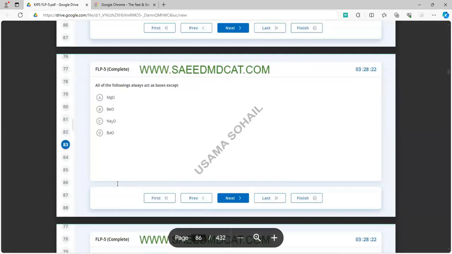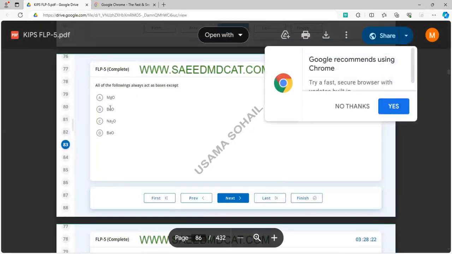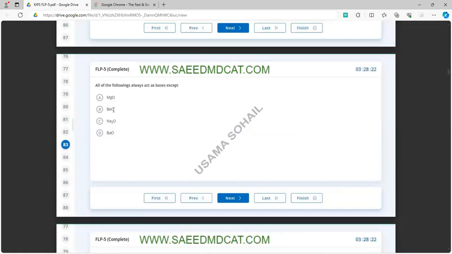Now, in question number 83, the correct option is B. Why? Because beryllium oxide is an amphoteric oxide, which means that it reacts with both acids and bases.